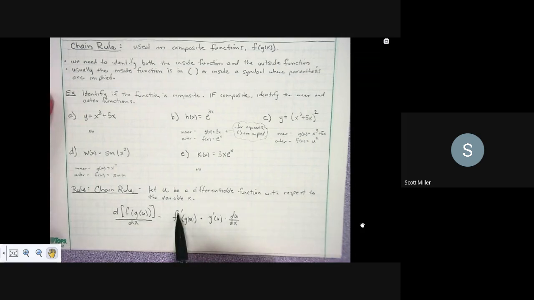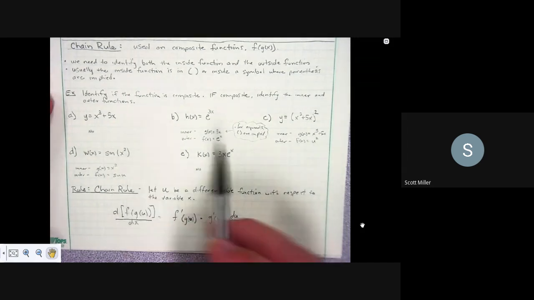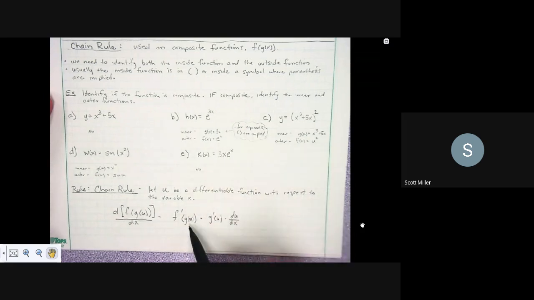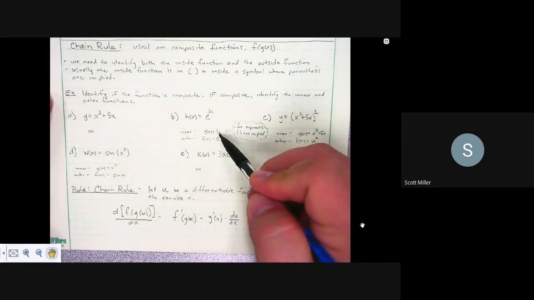You take the derivative of the outside function, and you'll notice that the inside stays the same. You're not doing anything to that. So you're taking the derivative of the outside function. Okay. So in this case right here, we would take the derivative of e to the u. And you would get whatever u is, you're going to rewrite it. And then you're going to times it by the derivative of the inside function with respect to x. So in this case, then I would be taking the derivative of 3 to the 3x.